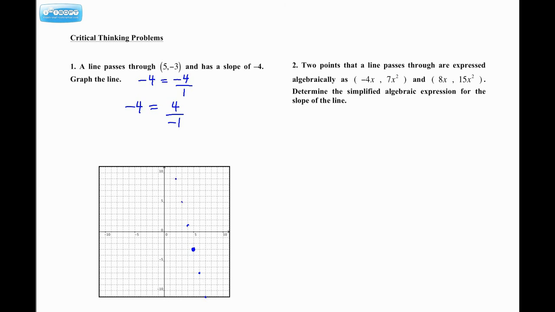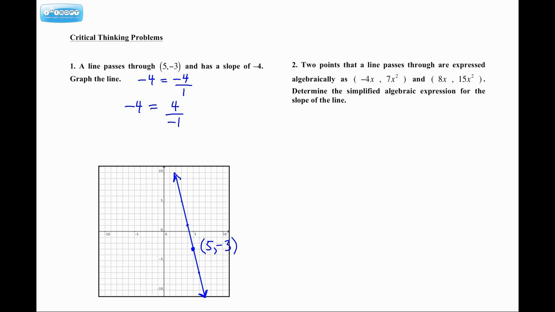So I think I have enough now. I will draw it in as best I can, somewhere like that. Perfect. There we go. And of course this continues on. Okay, so there's our line. You can check, but it has a slope of -4 or -4/1, and it passes through the desired point of 5, -3. So there we are.